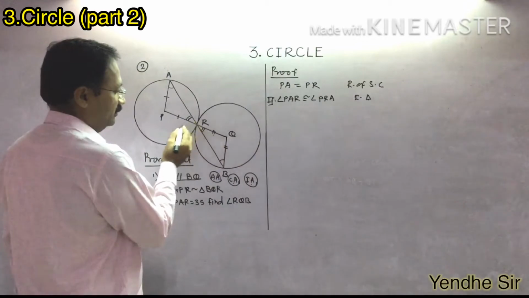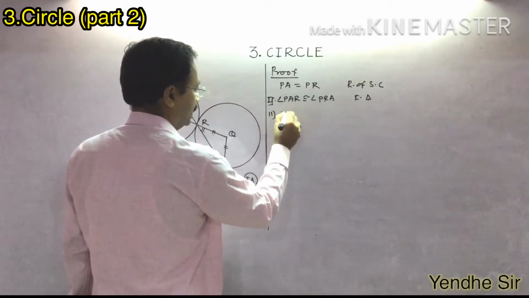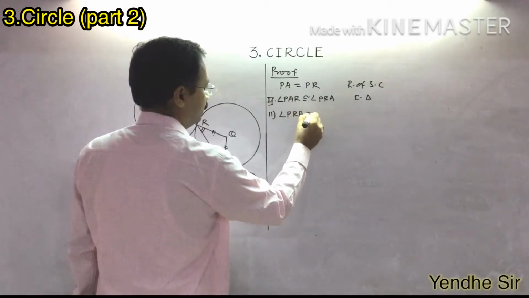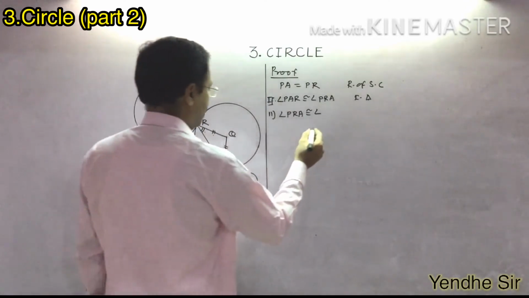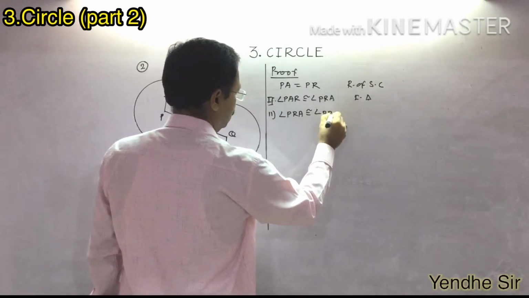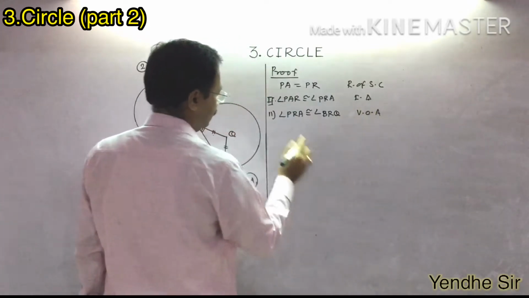Okay. Then we have to write angle PRA is congruent to angle QRB, either BRQ, because they are vertically opposite angles.